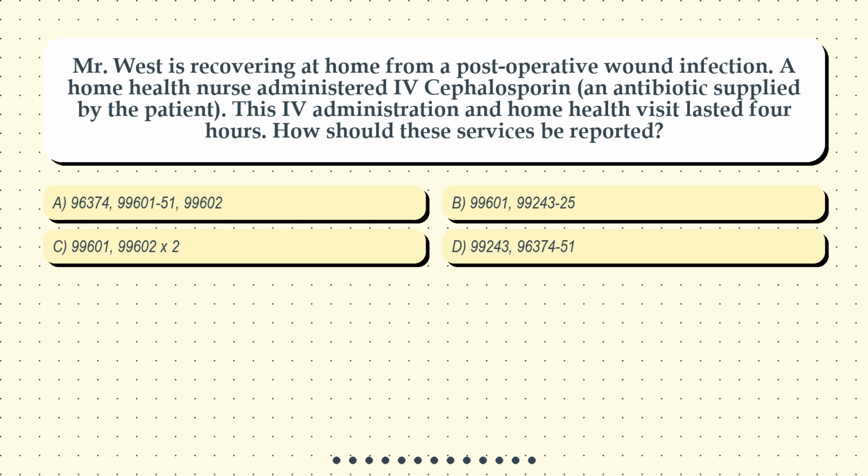Question 10. Mr. West is recovering at home from a postoperative wound infection. A home health nurse administered IV cephalosporin, an antibiotic supplied by the patient. This IV administration and home health visit lasted 4 hours. How should these services be reported?